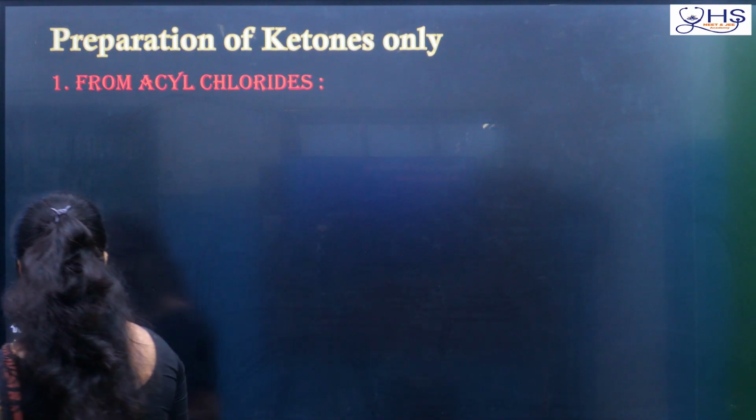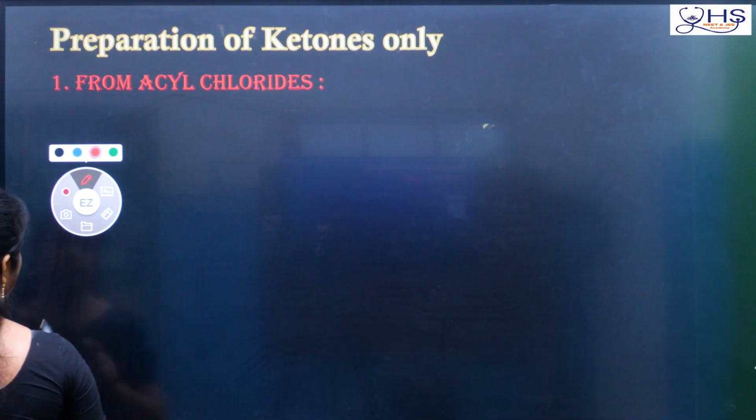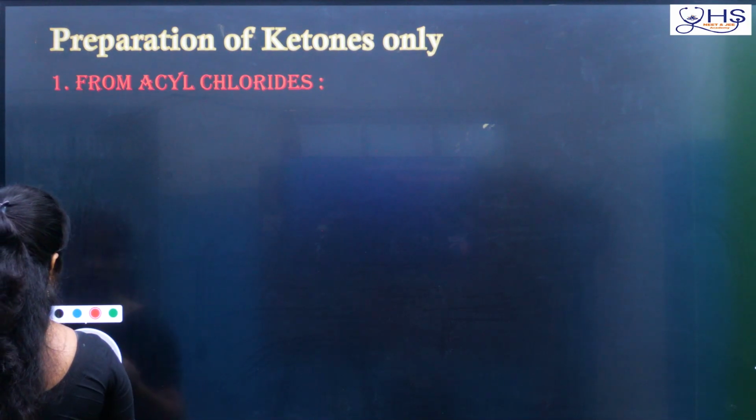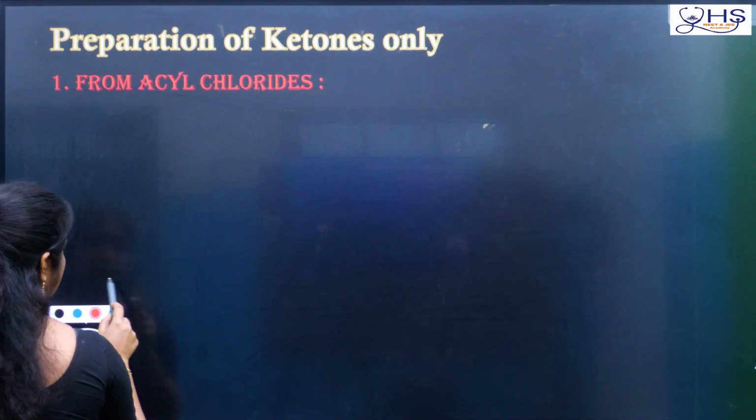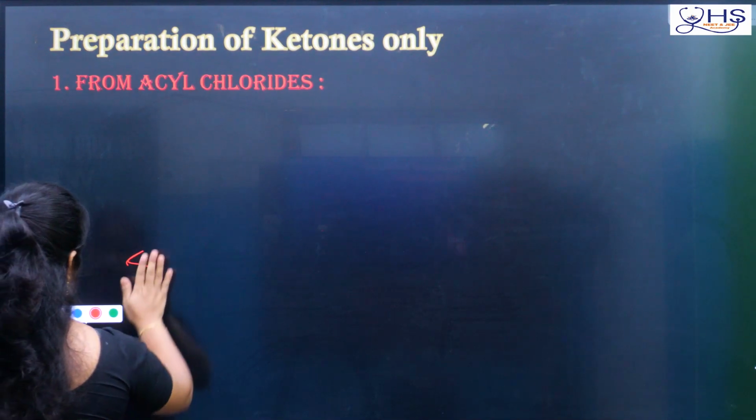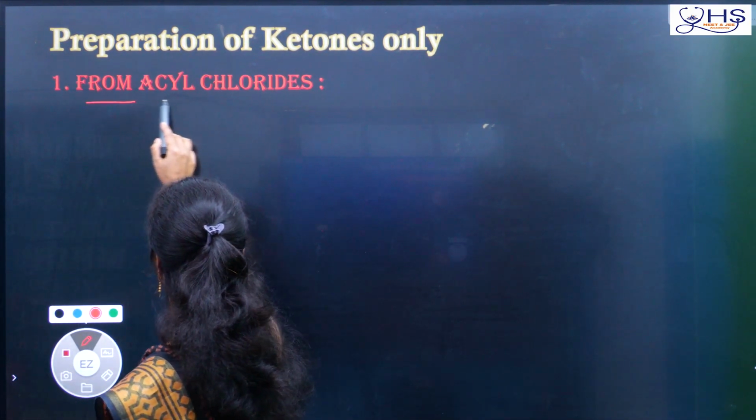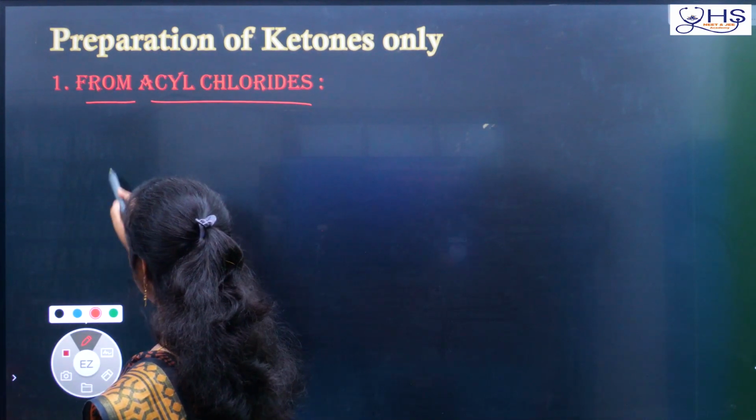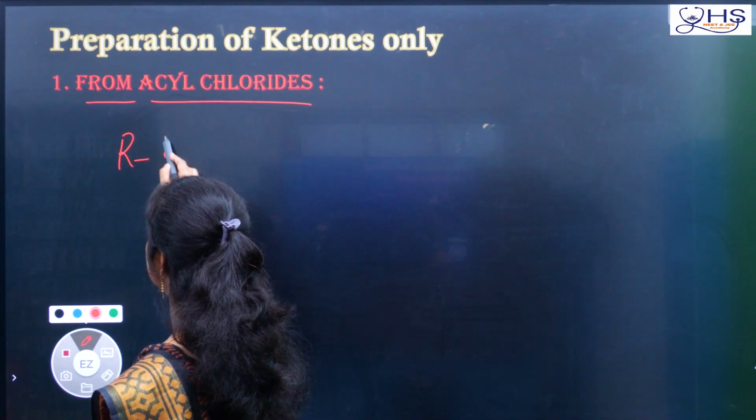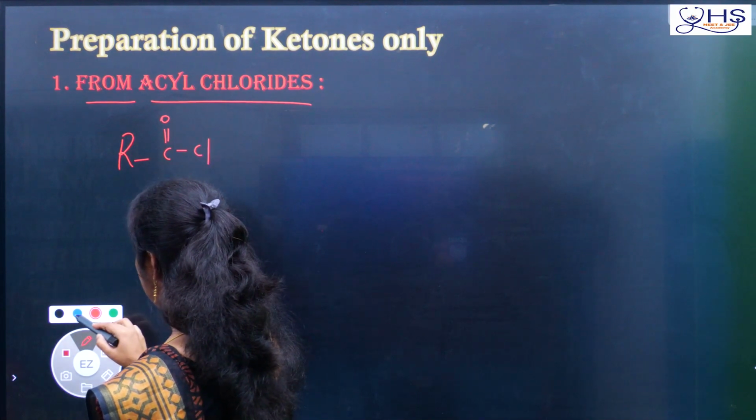So under this, the first method is, we have only 3 methods for the preparation of ketones. The first method is from acyl chloride. Again, you know what is acyl chloride? R C double bond O Cl, acyl chloride.